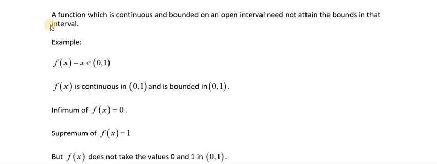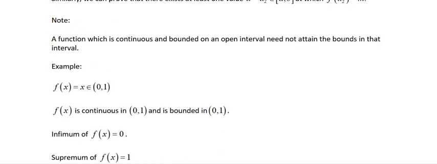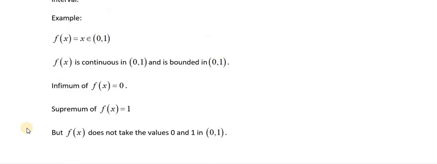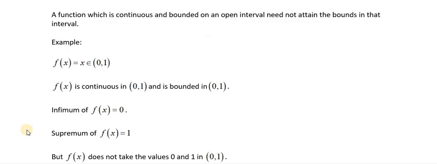Next, note. So, from this theorem, what are we going to observe? A function which is continuous on a closed interval attains its bounds. Note, a function which is continuous and bounded on an open interval need not attain its bounds in that interval. For example, f of x equal to x, where x belongs to the open interval (0, 1).